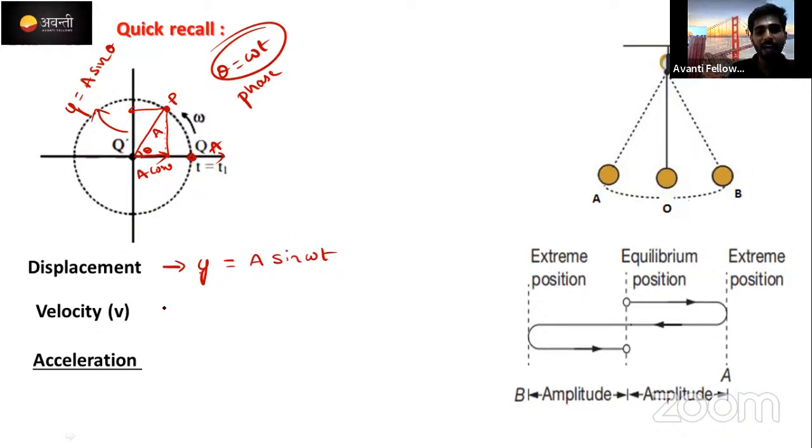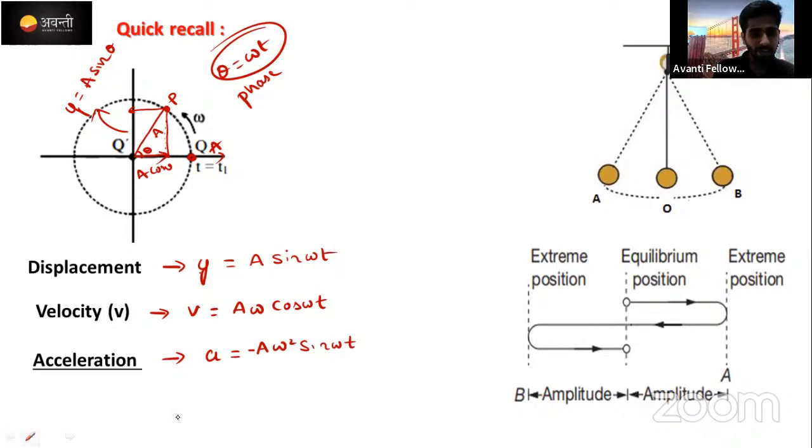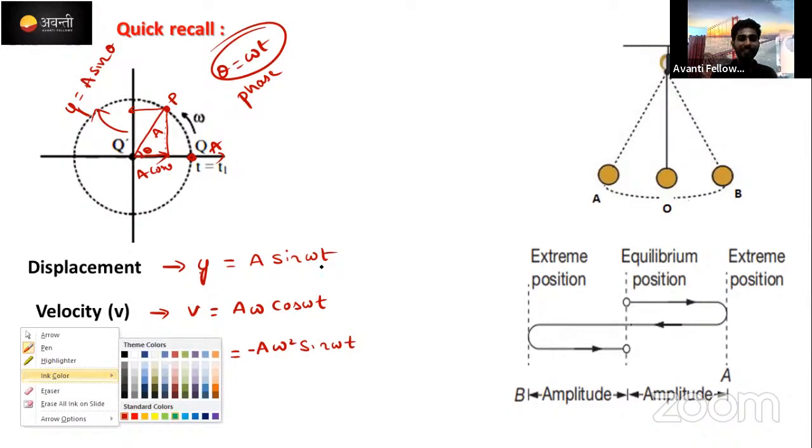And velocity, how will we get it? Velocity we write as v is equal to the differential of displacement. Then it will become a omega cos omega t. Next, acceleration. Again, if you differentiate this, we get acceleration. The acceleration value will become minus a omega square sine omega t. These are the equations for displacement, velocity and acceleration in terms of time.